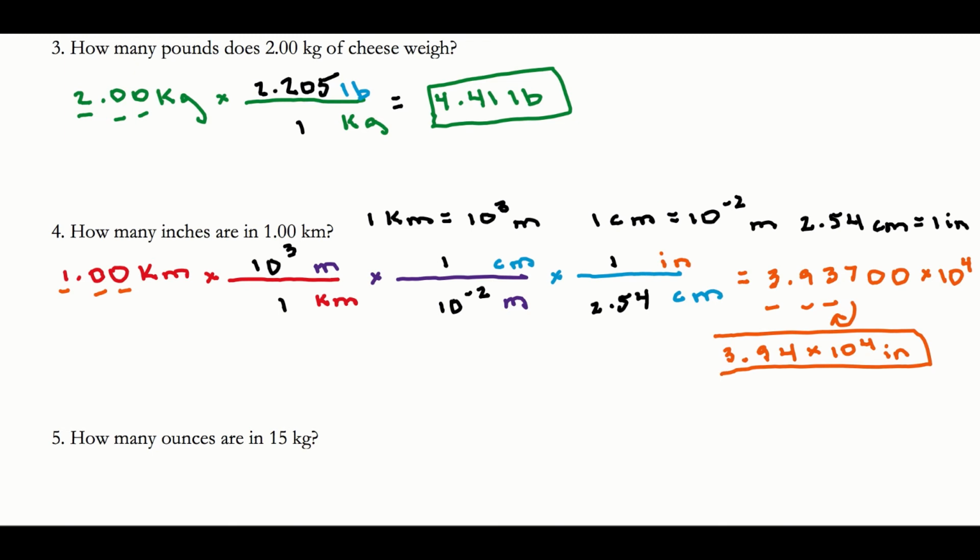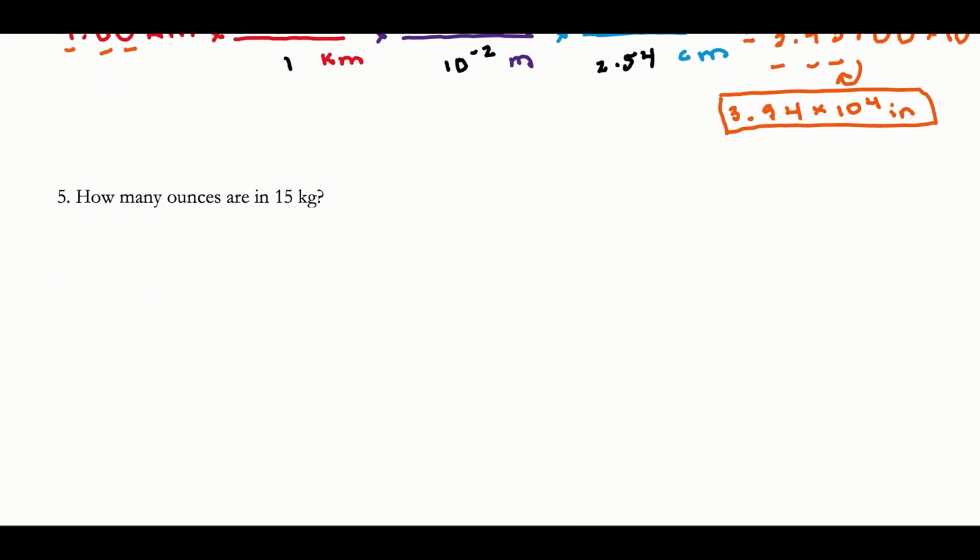Let's make sure this answer makes sense. 1 kilometer is a pretty decent distance, right? It's 1,000 meters. Does it make sense that the number of inches would be a very large number, 10 to the 4th? Yeah, because the unit inch is very small compared to a kilometer. So that answer definitely does make sense. Okay. Last question. How many ounces are in 15 kilograms?